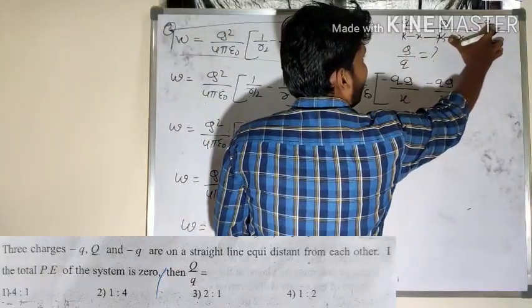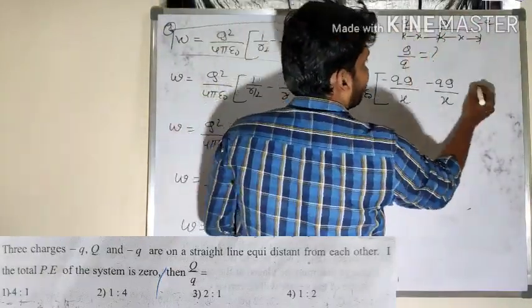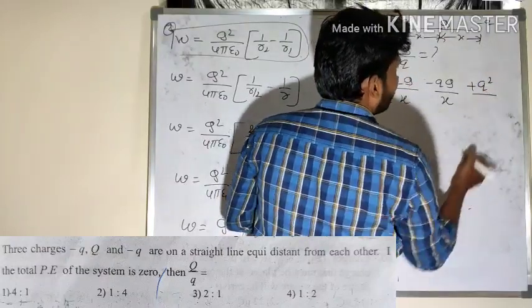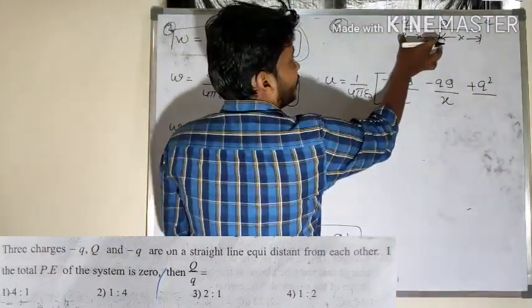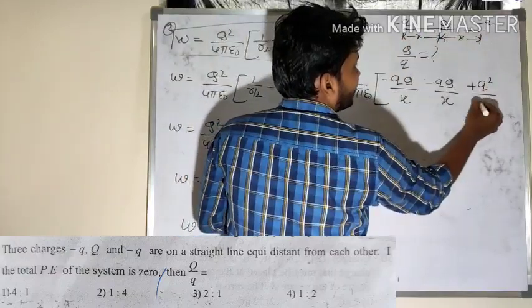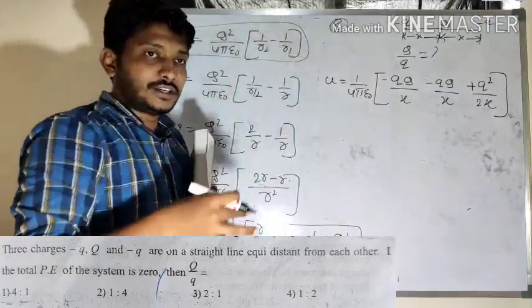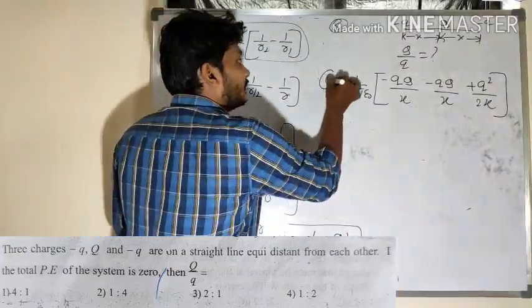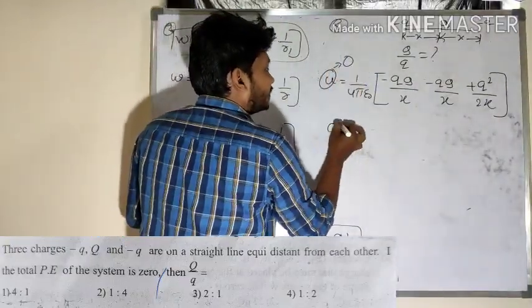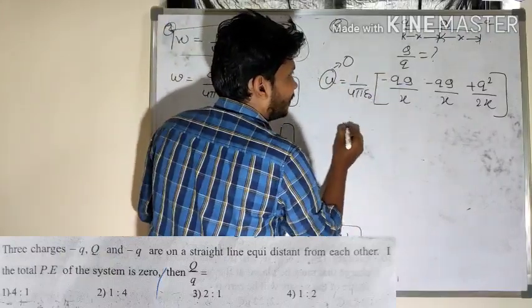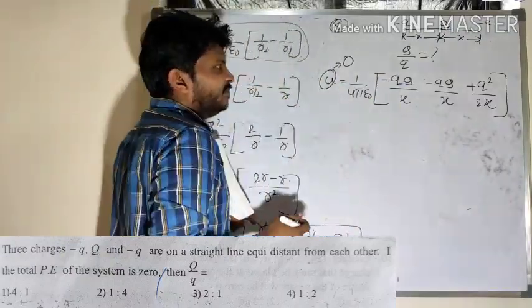So Q3 is minus q, Q1 is also minus q. So minus into minus is plus, q into q, q square. What is the distance here? This distance is x, this distance is x, so I take this distance as 2x. They mention that the potential energy is 0, so this expression's value becomes 0. If it is 0, what will be the equation then?